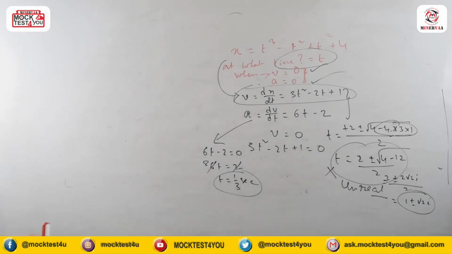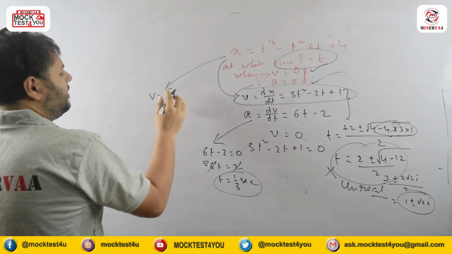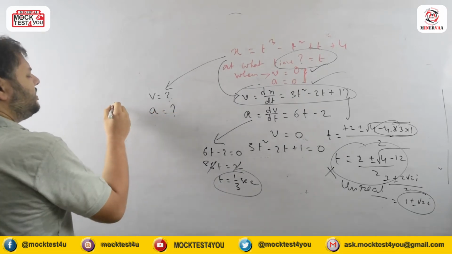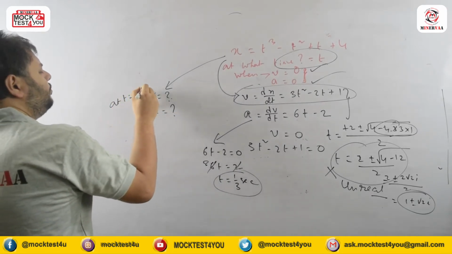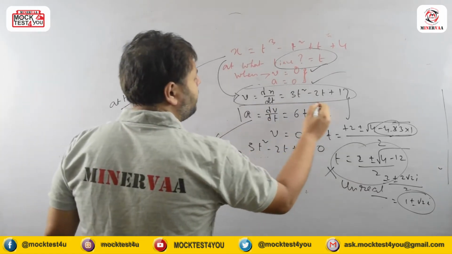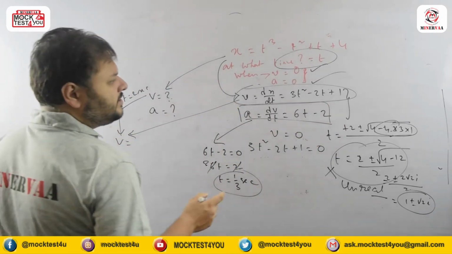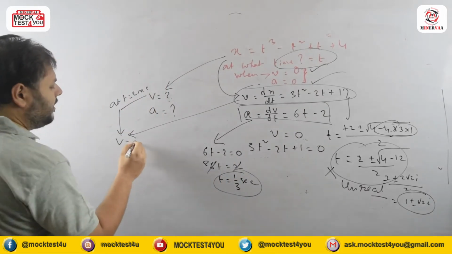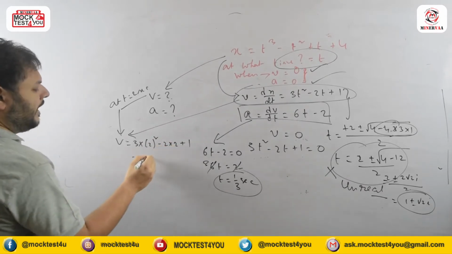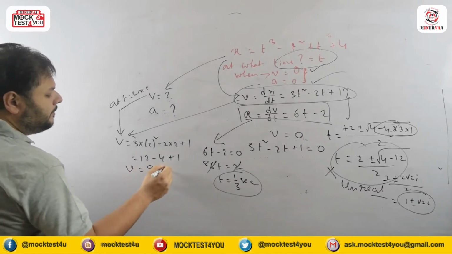Again, we can ask one simple problem over here: what will be the velocity and acceleration? A simpler problem than this. What will be the velocity and acceleration at t equals 2 seconds? From this particular question, you have got the velocity and the acceleration. So at t equals 2 seconds, velocity will be what? Velocity is 3t square minus 2t plus 1. So it's 3 into 2 square minus 2 into 2, plus 1. So it's 12 minus 4 plus 1. So 12 plus 1 is 13, minus 4. So velocity will be 9 units.